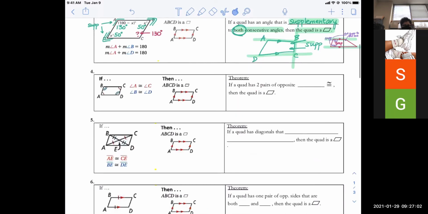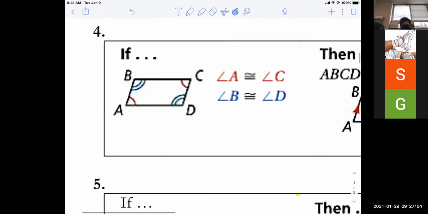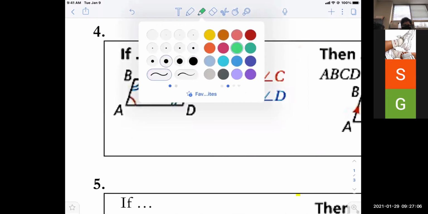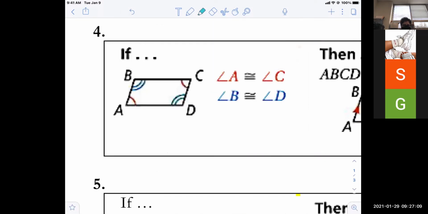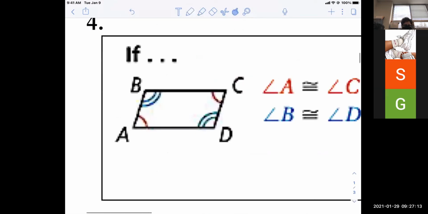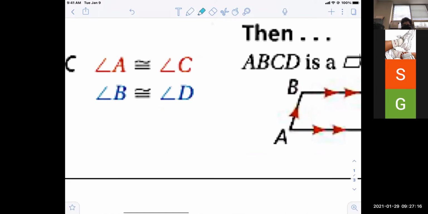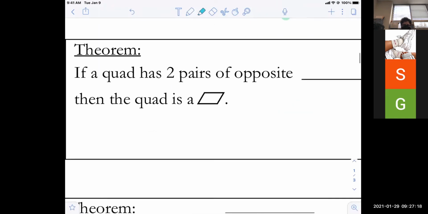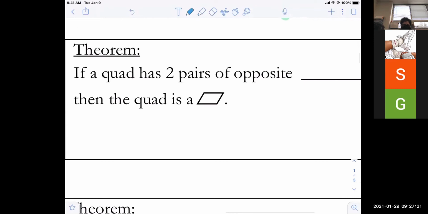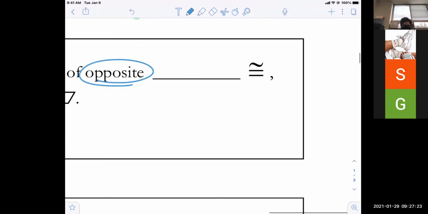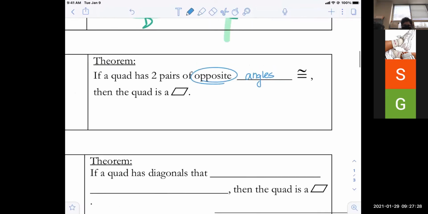Okay, what is number 4? What is that one showing? Okay, how many pairs? 2. If this is way number 4, if a quadrilateral has two pairs of opposite angles that are congruent, then the quad is a parallelogram. Okay, if it has two pairs of opposite angles that are congruent, then the quad is a parallelogram.